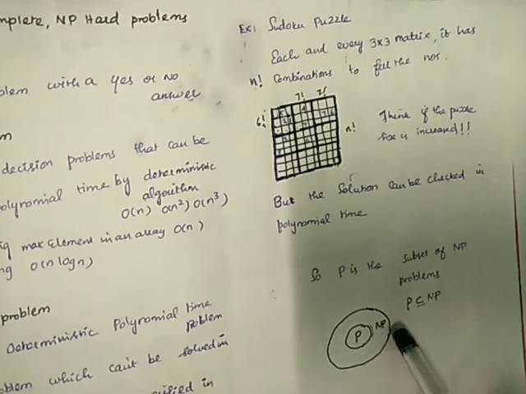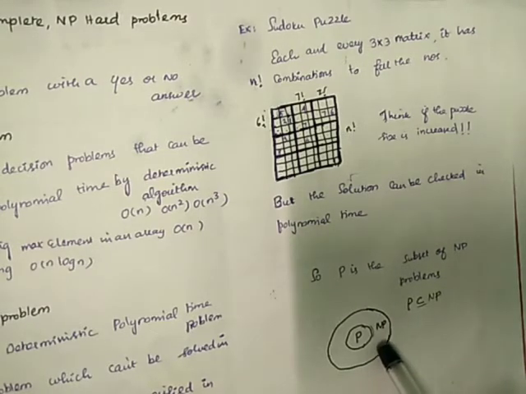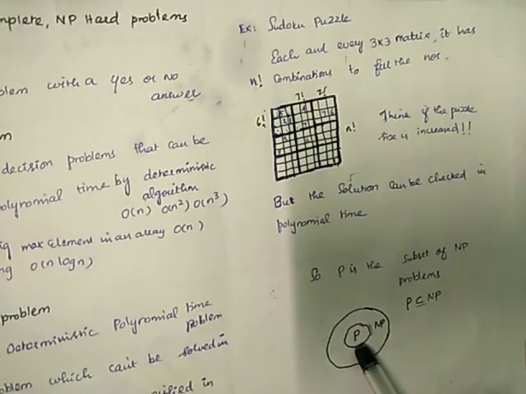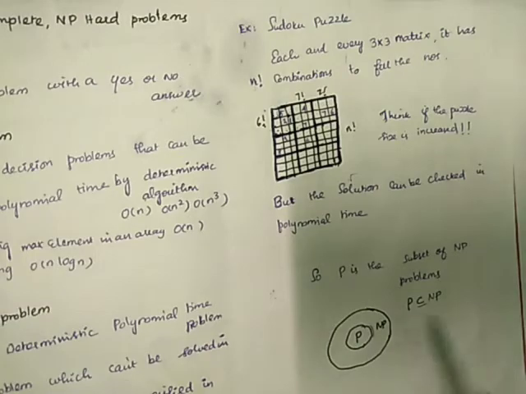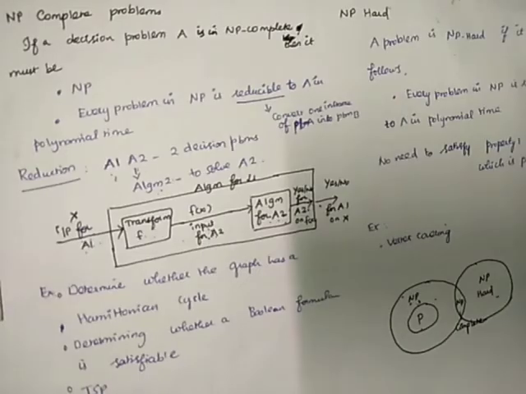non-deterministic polynomial time. If you find any algorithm to solve the problem within polynomial time, then this type of problem will come to the category of polynomial time problem. So P is a subset of NP. Then the third category of problem types is the NP complete problem.